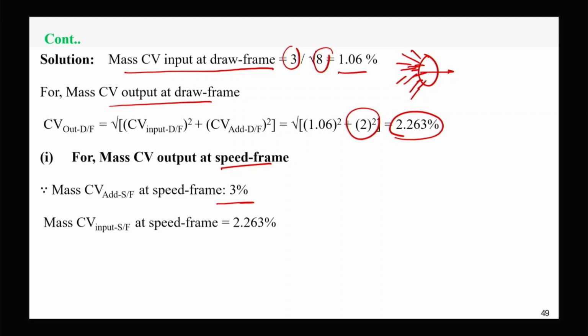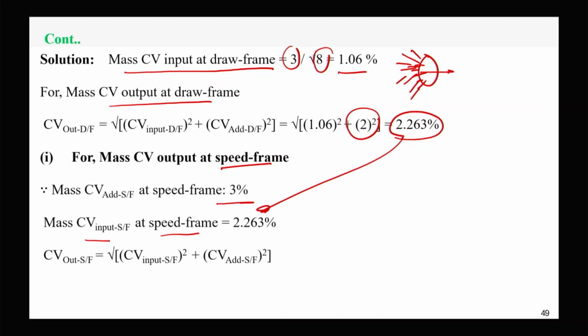Then mass CV input at speed frame, that is roving frame, which is the output of draw frame. So from there we can calculate the mass CV output of the speed frame, that means roving. This is roving CV 3.758%.